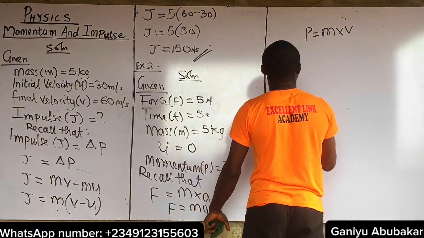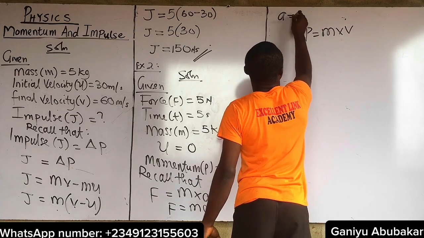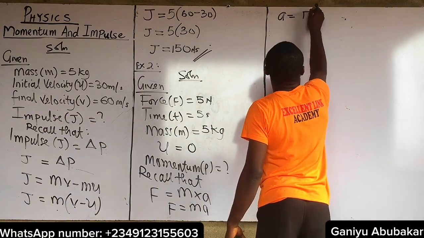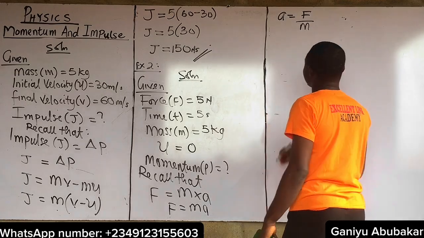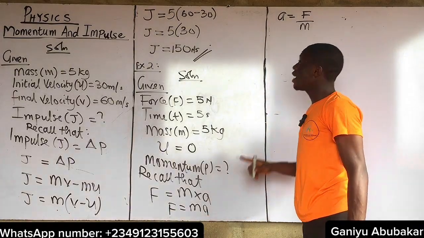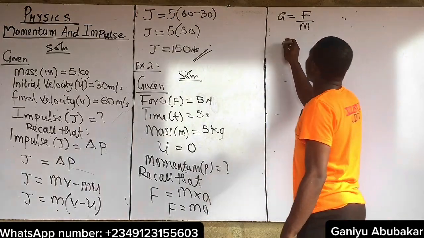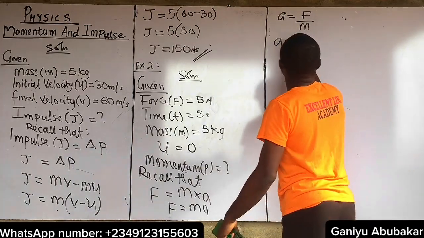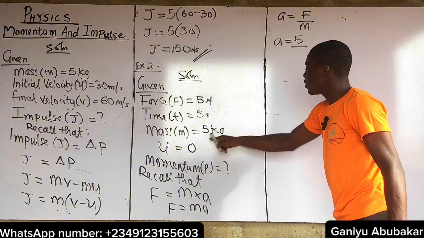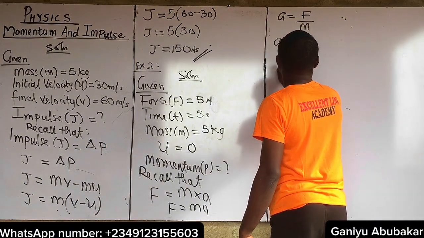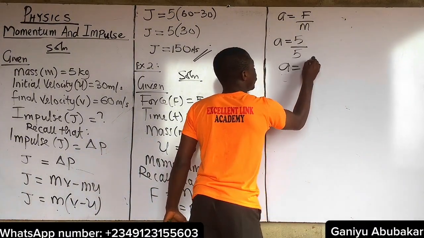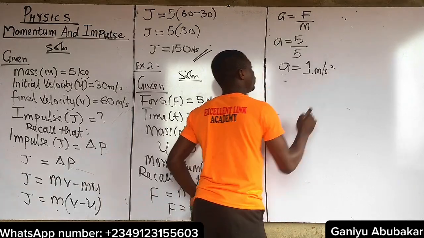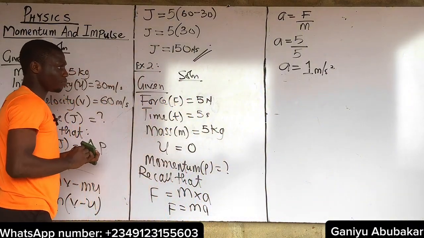So from here now, acceleration a is equal to force over mass. Make acceleration the subject. This is what I'll be having here. So acceleration a is equal to what's force? Force is 5, all over what's my mass? That's 5. So acceleration becomes 1 meter per second squared as my value for acceleration.